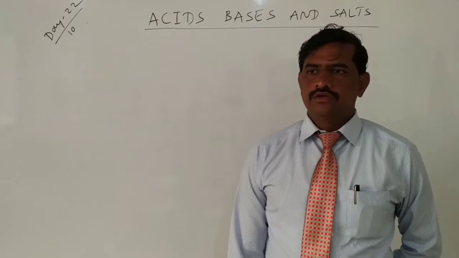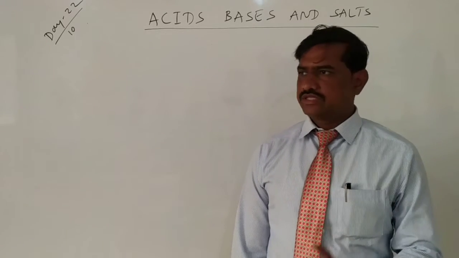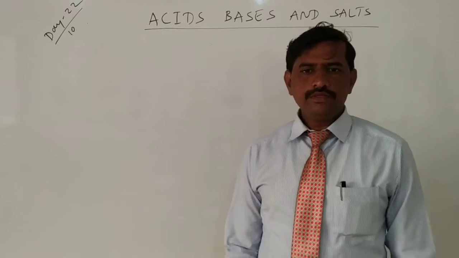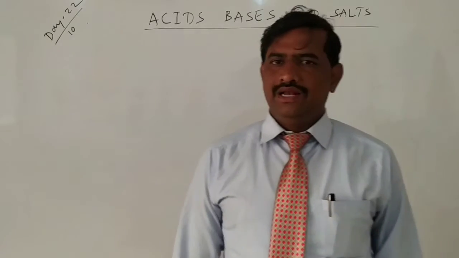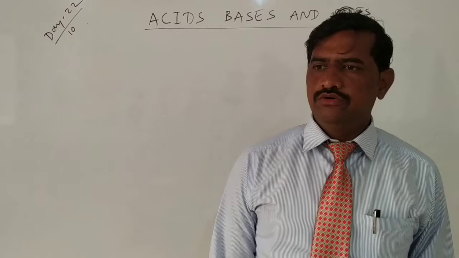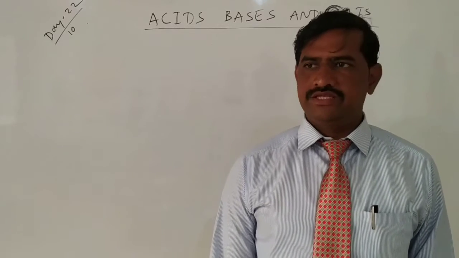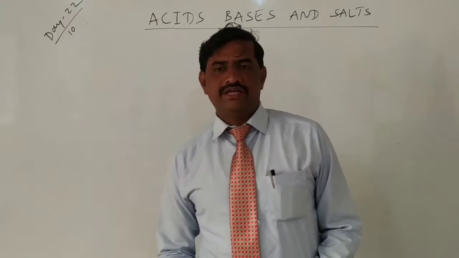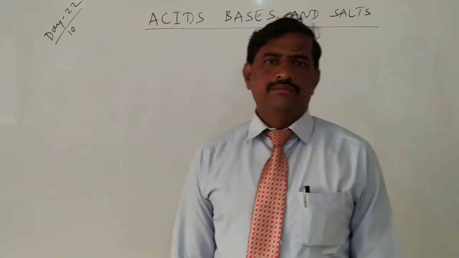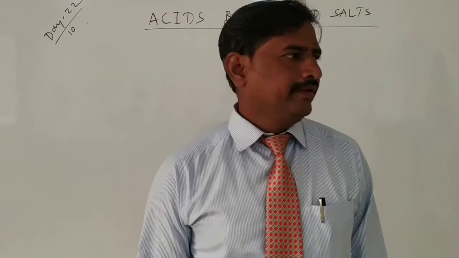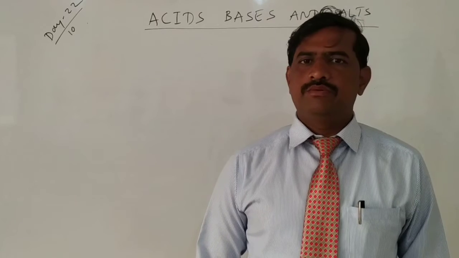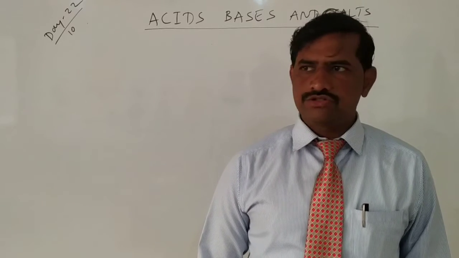The pH scale usually starts from 0 to 14. The pH values less than 7 are acidic, and the pH values more than 7 and less than 14 are basic. And for neutral substances, the pH value is 7. We studied the importance of pH in our daily life in the last class.